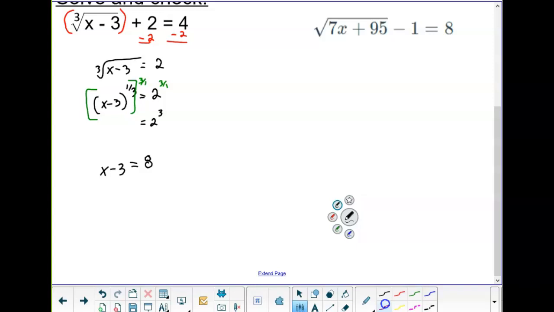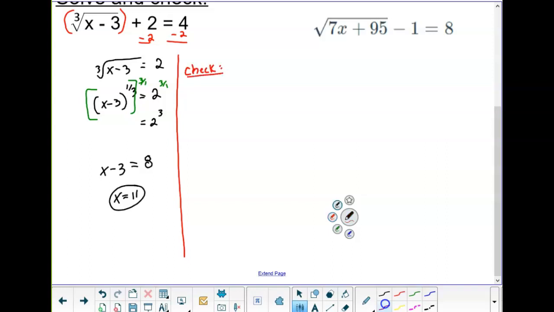And then it's a really quick algebra problem now. Add 3, and I get x equals 11. Now, we're not done. And this is the part where some of my students that aren't focused on the details get in big trouble. Because we have to check to see that this answer actually truly works and exists. We have to check it in the original problem.